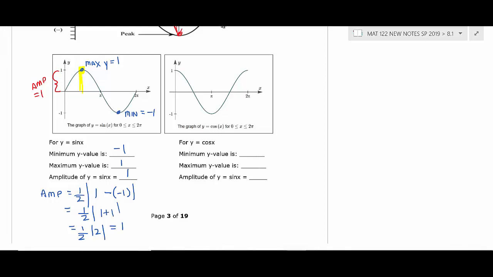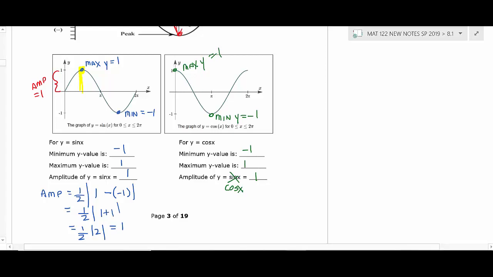Okay, the cosine isn't any different. Okay, its maximum y value is 1. The minimum y value is -1. So it should turn out to be exactly the same. So your amplitude would be 1. And I think that was intended to be a cosine of x. Okay.